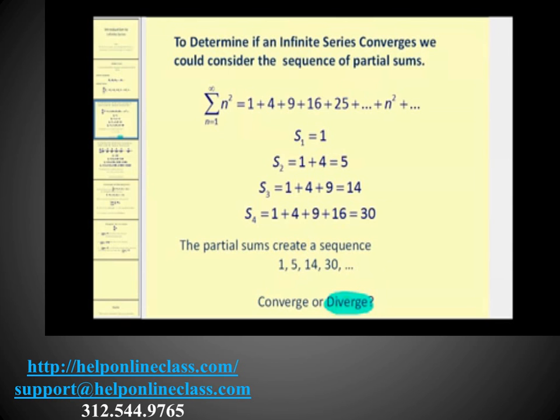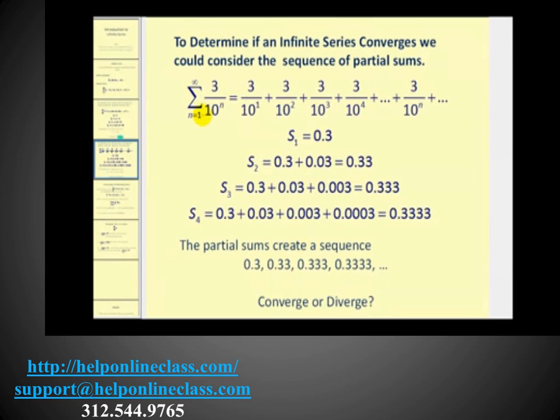Let's go and take a look at another infinite series. Here we have the infinite series of 3 divided by 10 to the power of n. So when n is 1, we'd have 3 divided by 10 to the first. When n is 2, we'd have 3 divided by 10 to the second, and so on. And then we'd find the sum of these terms. Let's take a look at the partial sums in decimal notation.